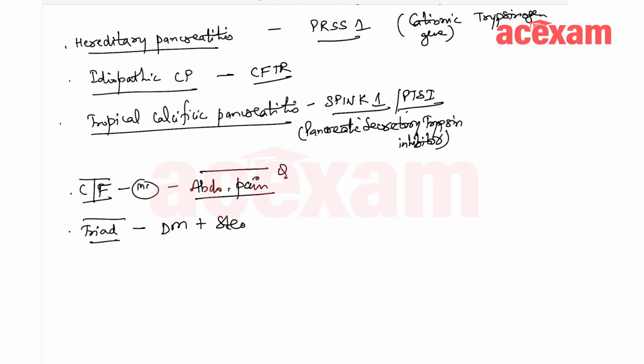Weight loss, and what is the triad? The classical triad is obviously exocrine plus endocrine plus abdominal pain. So this is diabetes mellitus. Then there is steatorrhea. Then there is pancreatic calcification. This is the classical triad.